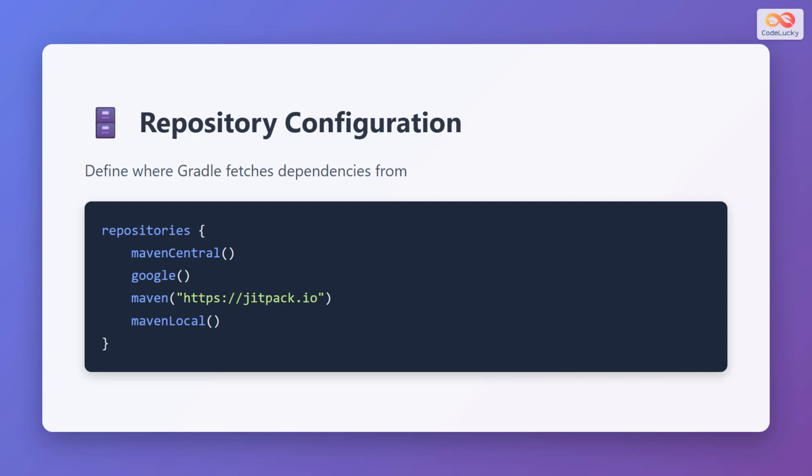Repositories tell Gradle where to download your project's dependencies from. The repositories block defines these locations. Maven Central is the primary repository for Java and Kotlin libraries and should be included in most projects. The Google repository is essential for Android development. You can also add custom Maven repositories by providing their URL using the maven function. Maven Local refers to your local Maven cache on your computer. Repositories are checked in the order they're declared, so place the most commonly used ones first for better performance.